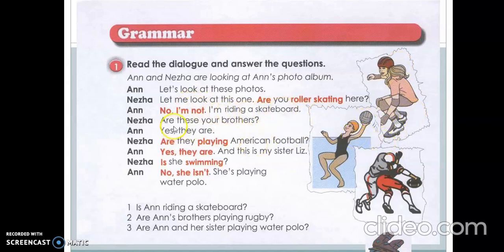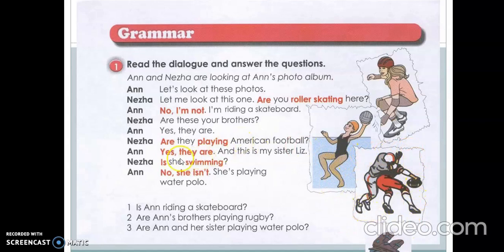Again, Nizha asks, are these your brothers? She is asking about the two people in picture number 3. She says, are these your brothers? Anne answers, yes, they are. Are they playing American football? As we can see in the picture, yes, they are playing American football.